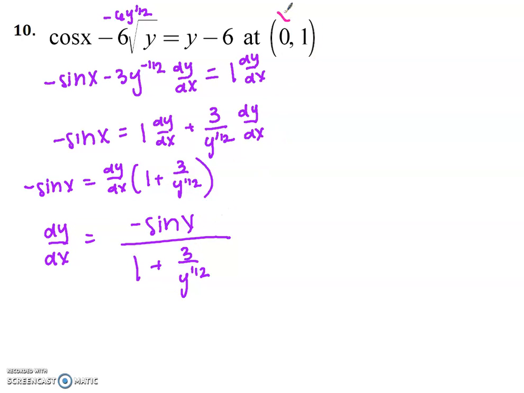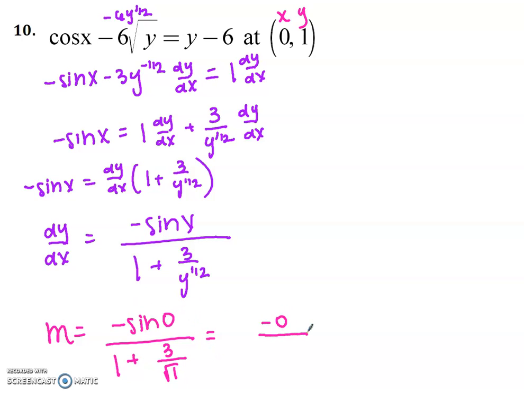Okay, so I'm just going to go ahead and plug in 0 for x, 1 for y. So my slope will be negative sine of 0 over 1 plus 3 over 1 to the 1/2, which would just be square root of 1. Okay. Well, sine of 0 is 0, so that'll just be a negative 0, which is just 0. And then this would be 1 plus square root of 1 is 1, 3 over 1 is 3. So that'll give us 0 over 4, which is just 0.